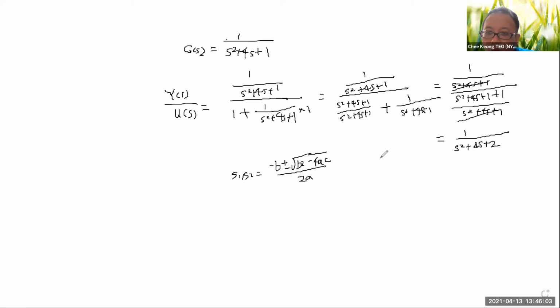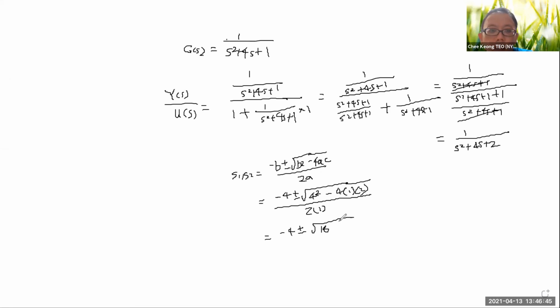So now b is 4, so minus 4 over here, plus minus the square root of 4 squared, b again, minus 4 times a. What is a? A is 1, and c is 2, and you divide it by 2a, 2 times 1. If you solve this, you get minus 4 plus minus the square root of 16. 4 squared is 16, minus 8.